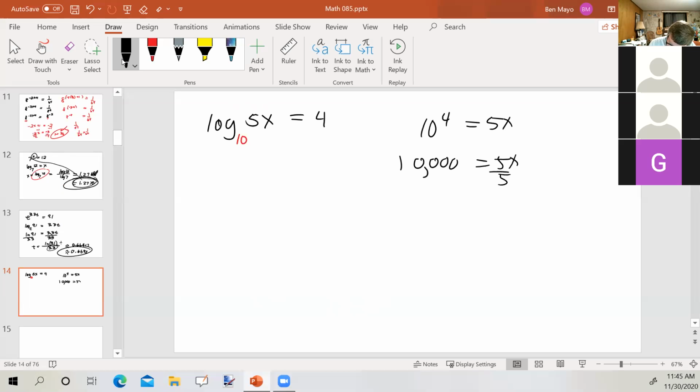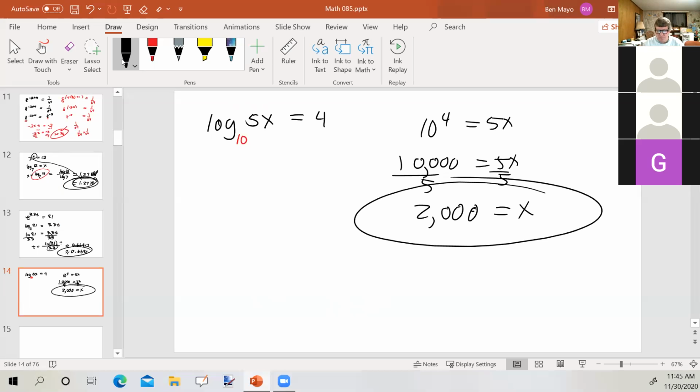10,000 equals 5x, divide by 5, and x equals 2,000. So we're taking exponential equations and putting them in logarithmic form to solve them, and logarithmic equations and putting them in exponential form to solve them. Recall the other day I warned you, I said about 99.9% of the time, that's what you tend to end up doing.